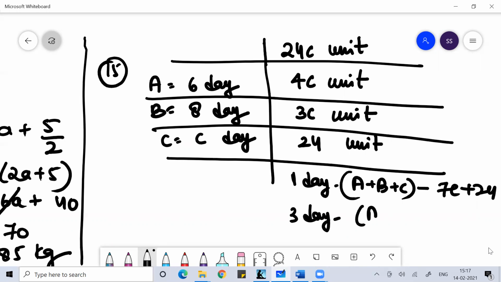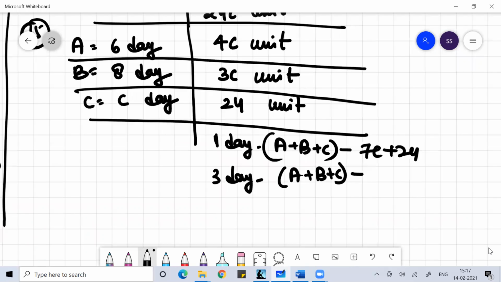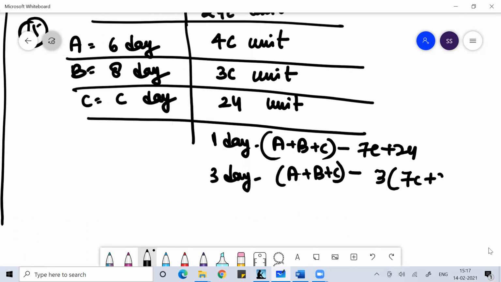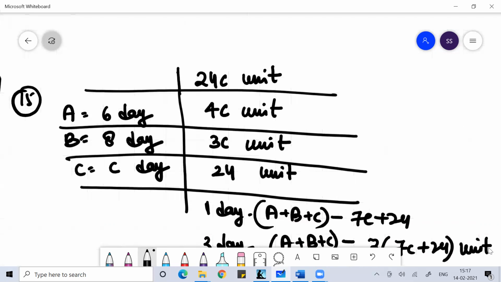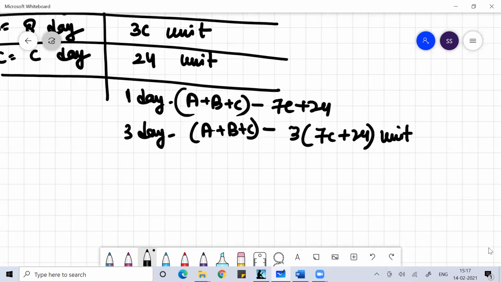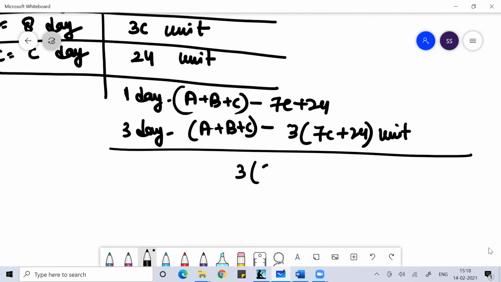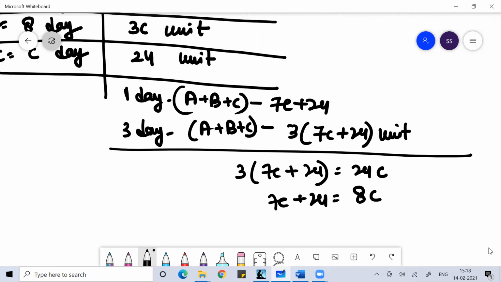So in 3 days, how much work are A, B, and C doing? They are doing 3 times 7C plus 24 units, and this is equal to the total work because they complete the work in 3 days, and the total work is 24C. So I can write 3 into 7C plus 24 is equal to 24C. So 7C plus 24 is equal to 8C. So 24 is equal to C, which means C can do the work in 24 days.